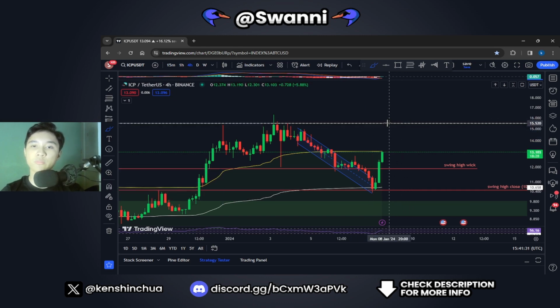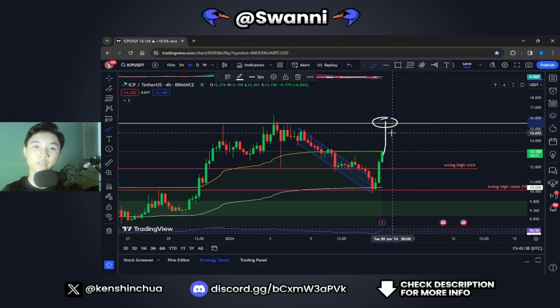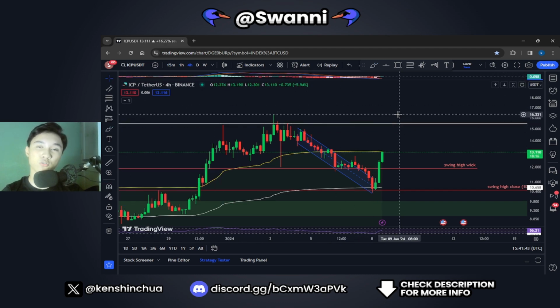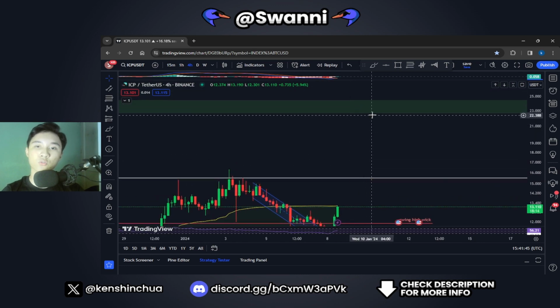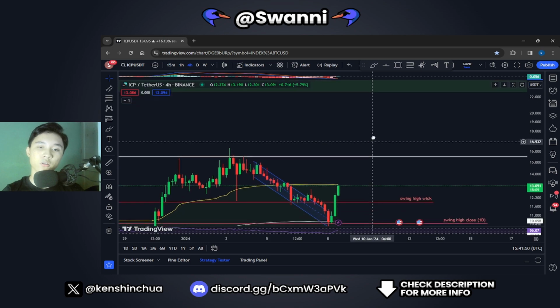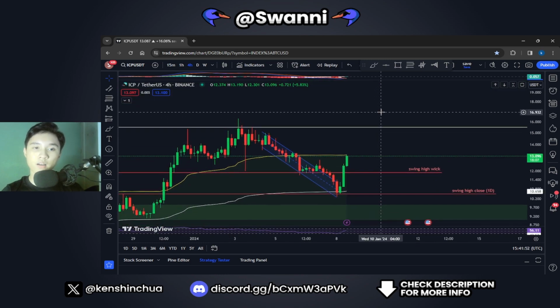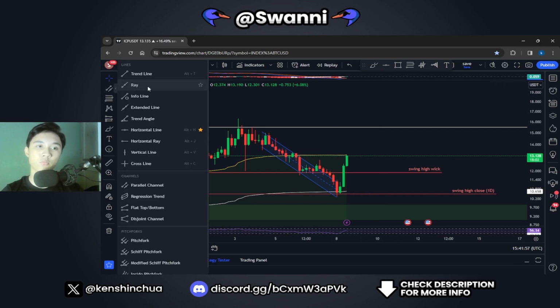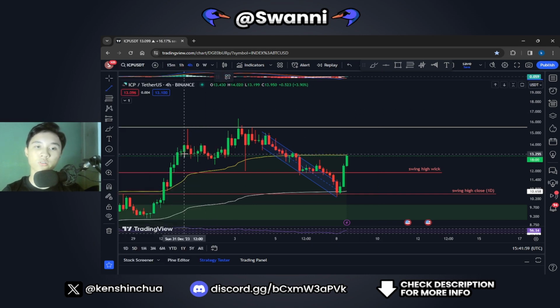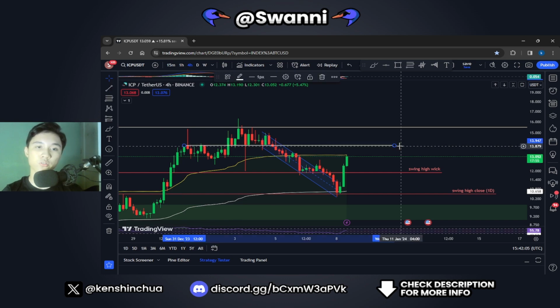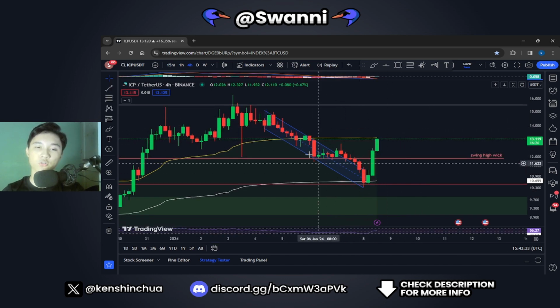Now, just be warned, we could be facing resistance and we could be rejected right here because this is significant resistance. However, if we do see ICP break above resistance at $15.5 and flip that to support, the next level to look out for is the next resistance at $22.6 US dollars. But for now, ICP still has a lot of resistances to clear, such as some sort of resistance at around $14 US dollars. That is the quick update I have for Internet Computer ICP.